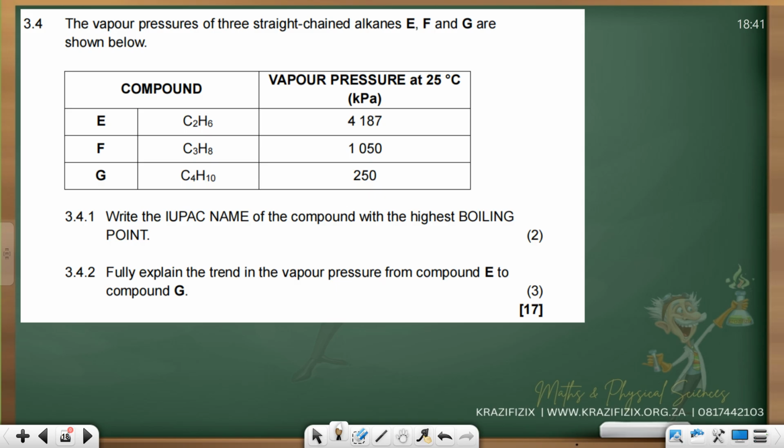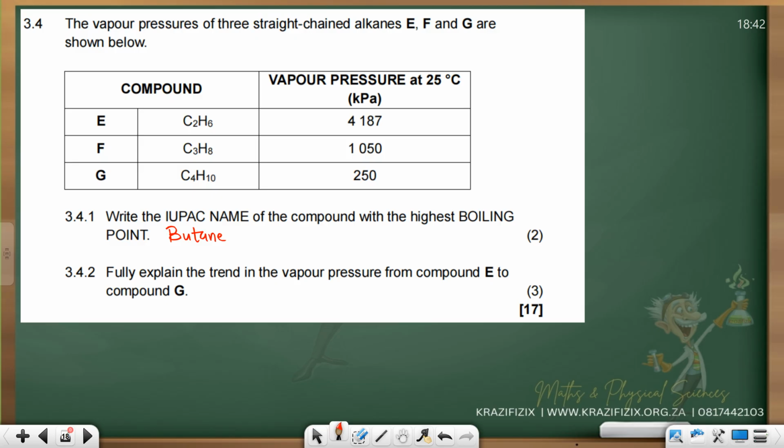All right. The vapor pressure of 3 straight-chained alkanes E, F, G as shown below. Write down the IUPAC name of the one with the highest boiling point. We know the one that has the highest boiling point has the lowest what? Vapor pressure. They are not inversely proportional. Please don't write that word. Okay, so what's our answer? Butane. Beautiful. It's the last one. Butane. Lovely. They're not inversely proportional, because if it were, then we could calculate, but we cannot, there's no constant.